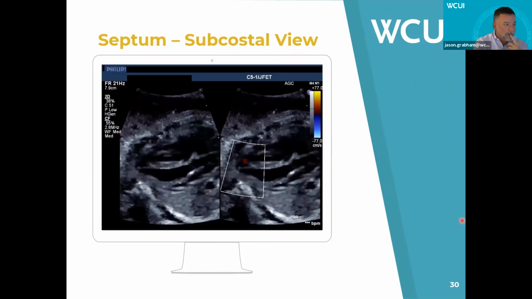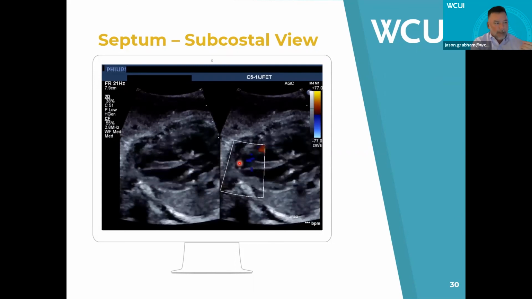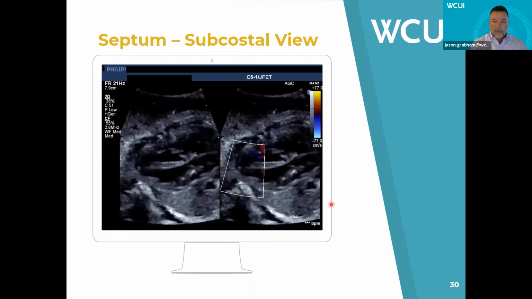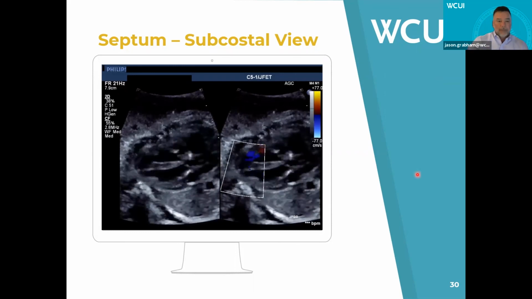So it's great. And we all know the fundamentals of ultrasound, right? We need to be parallel to flow to maximize the sensitivity of our equipment. And you can see nicely the bidirectional shunting there and this muscular VSD. Beautiful.